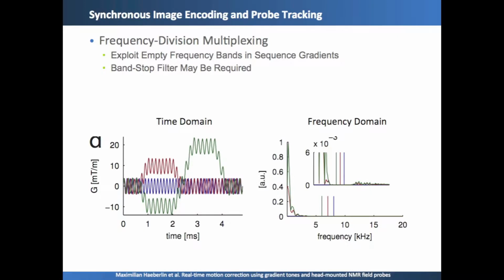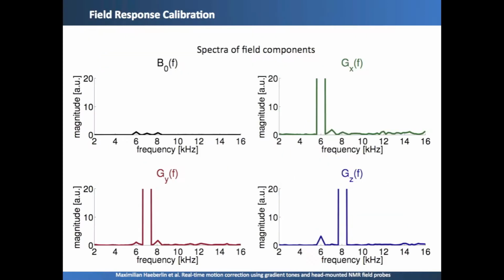In this fashion, you can actually scale your sequence gradients in any way you want without affecting the probe localization. If you want to combine your tones with sequence gradients with unoccupied spectral bands, just insert your tones into those bands and no filtering is necessary. In any case, you obtain an orthogonal set of gradient waveforms for both sequence tasks and probe tracking.